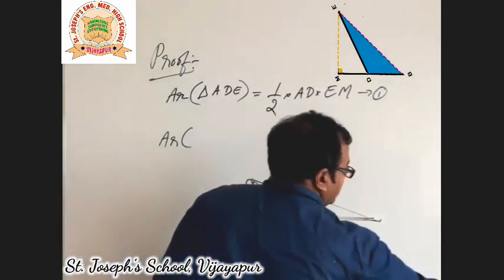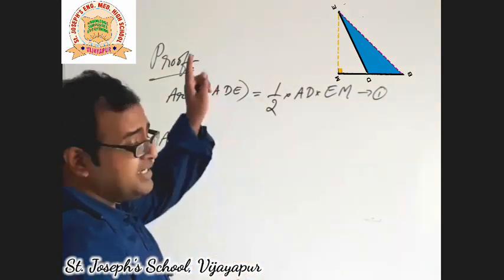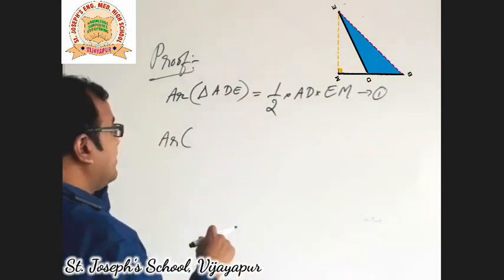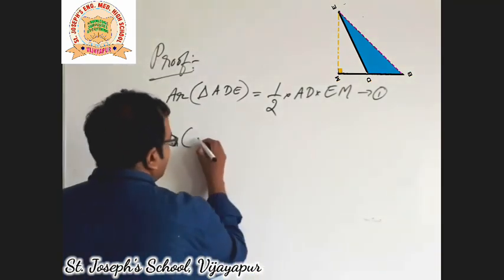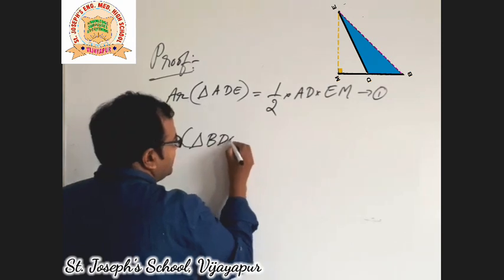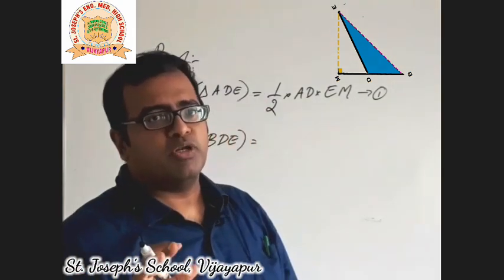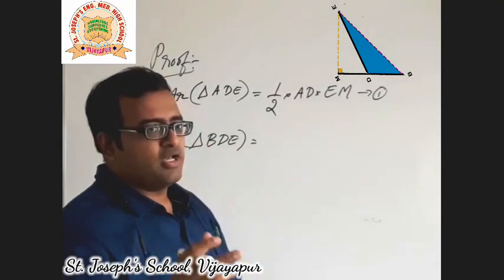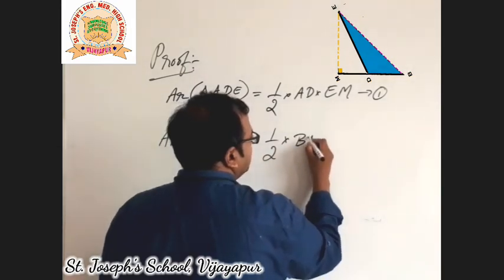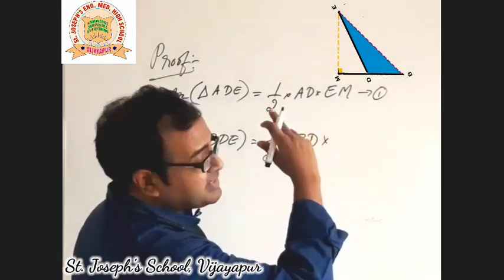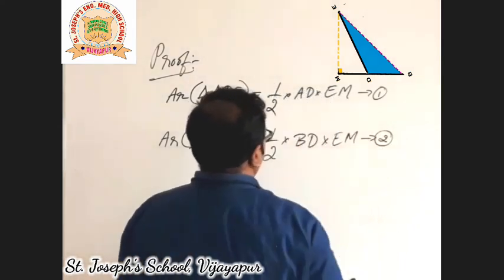So compare this idea with the diagram given. Again you will find that EM is the height once more. So if EM is the height, which is the base? Base is BD. What is the area of triangle BDE? Please pause the video, try to write the formula, then unpause the video and check your answer. Half into BD into the height, which remains the same, EM, right? So I'll call it equation 2.